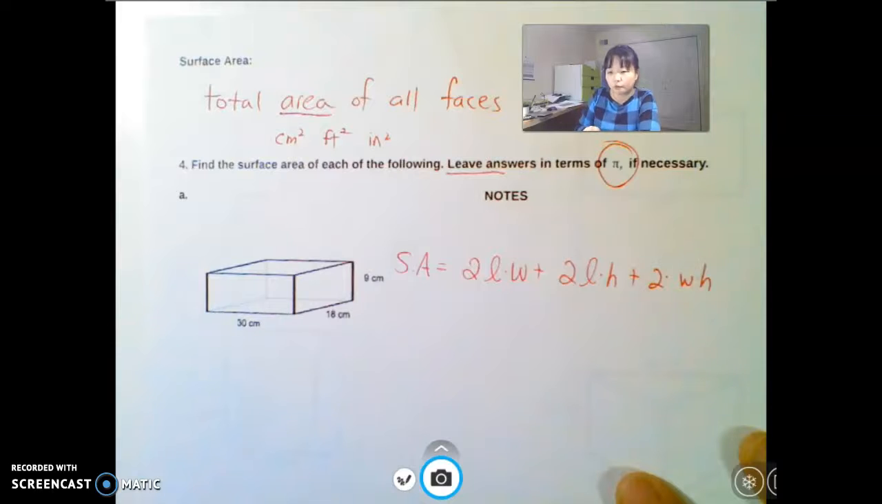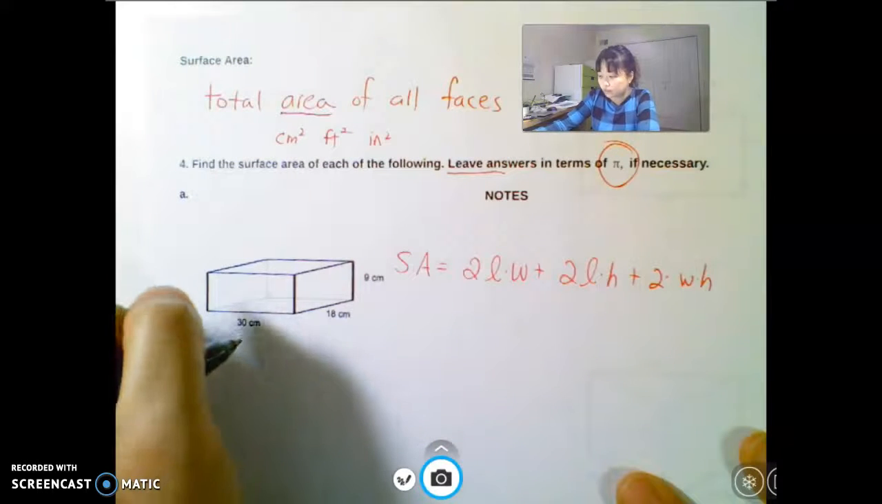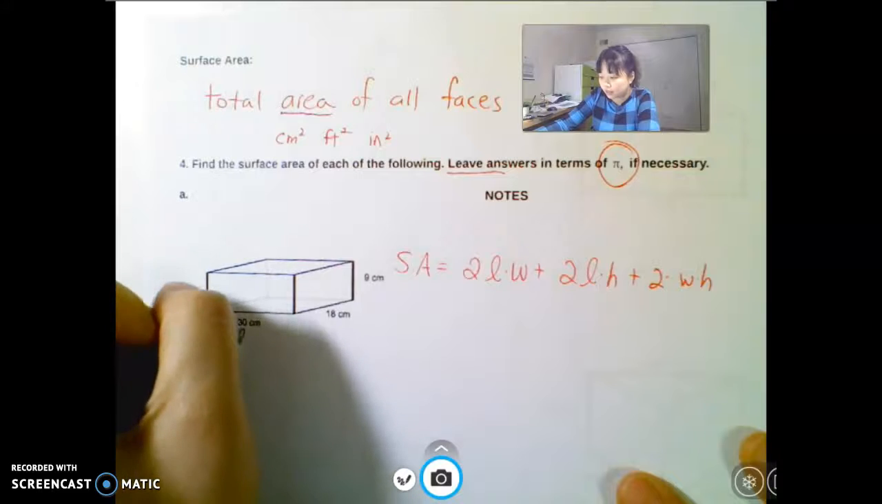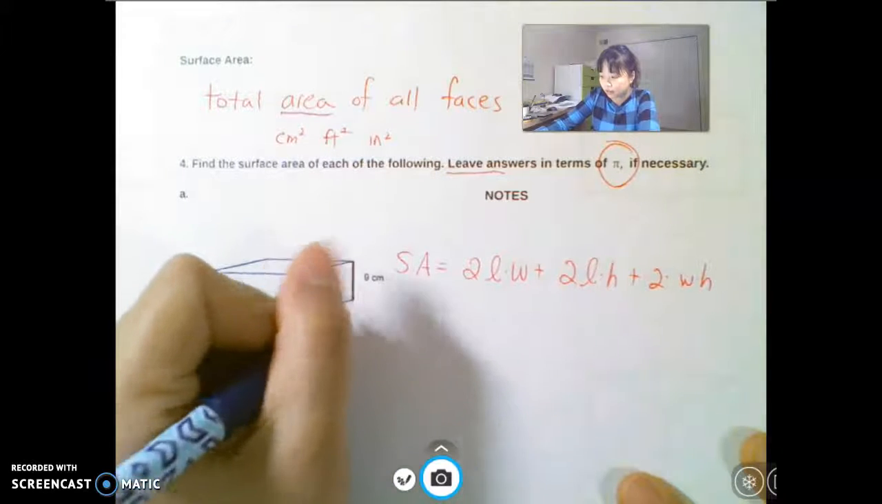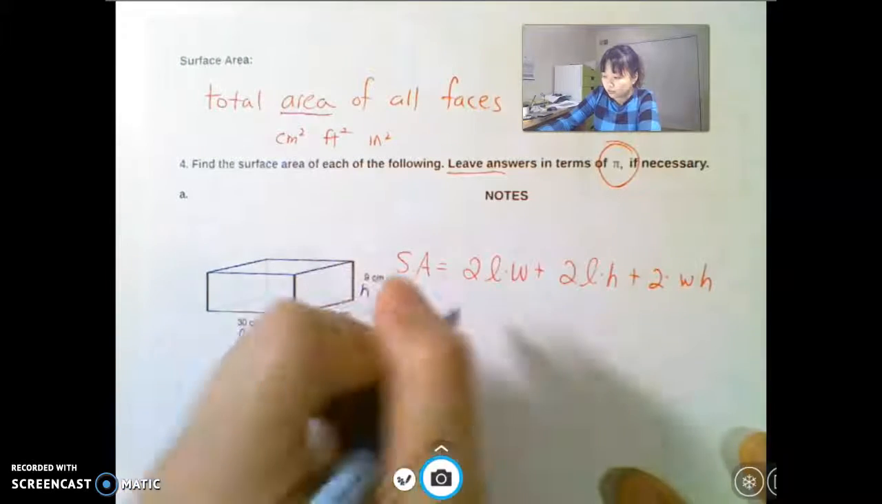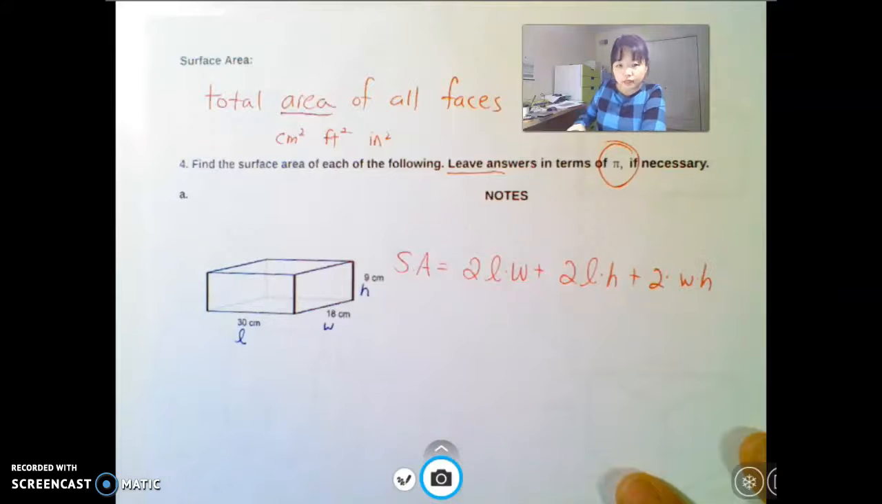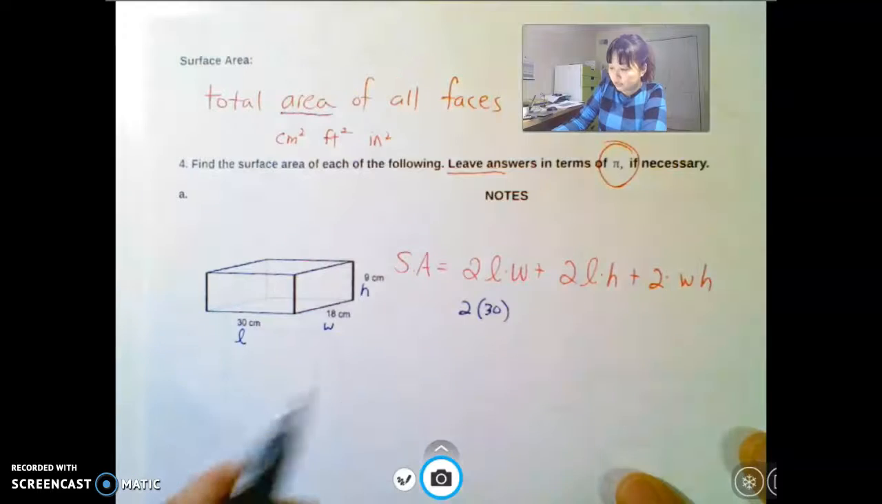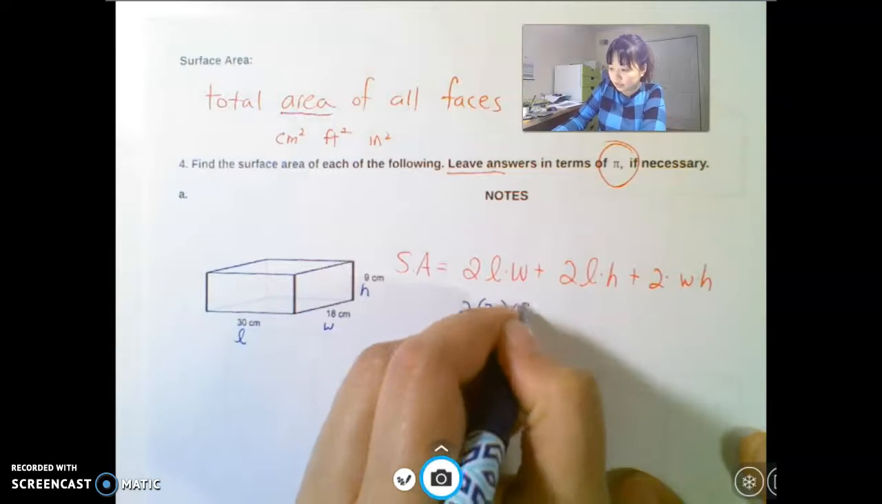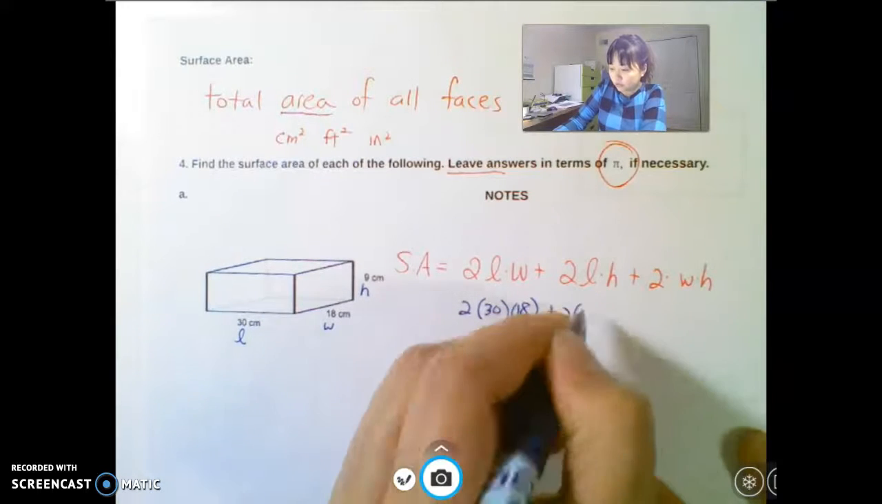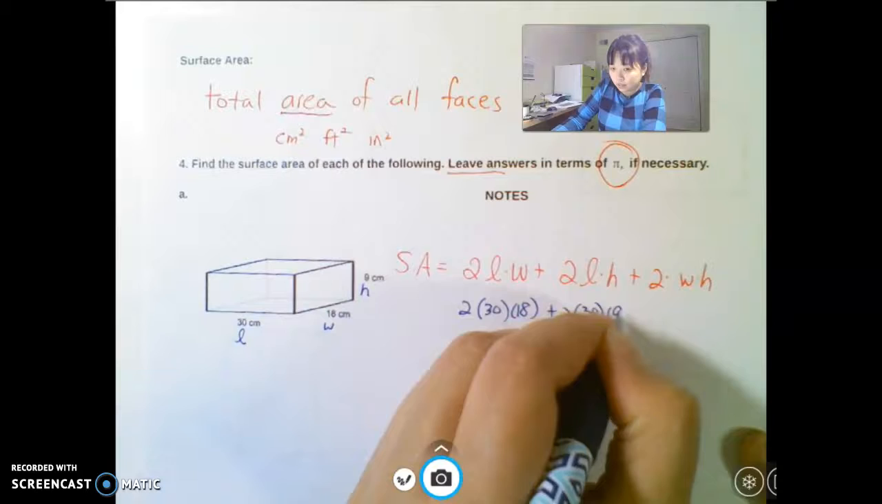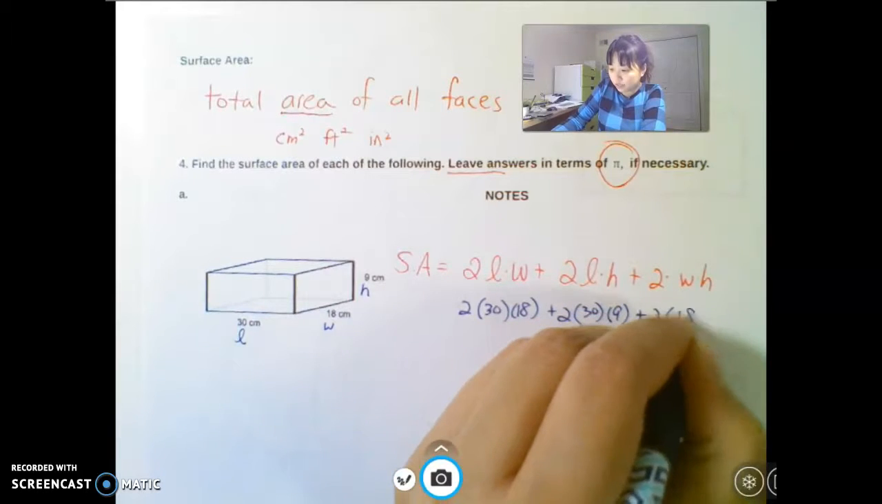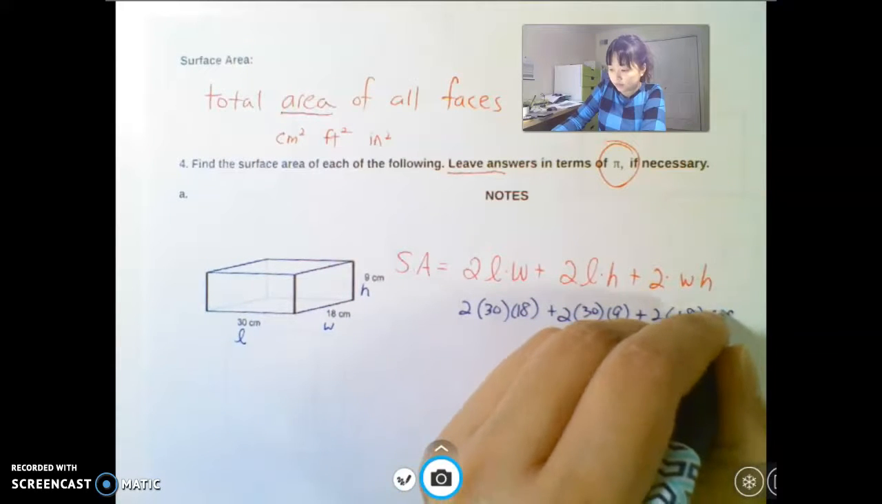So if you're like a formula person, then I'll do it 2 ways. So A, I'll do it the formula way. So let's say it doesn't really matter. Let's say 30 is the length, 18 is the width, and 9 is the height, right? So then just plug it in. So it'd be 2 times 30 times 18 plus 2 times 30 times 9 plus 2 times 18 times 9. Oh, not 19, just 9.